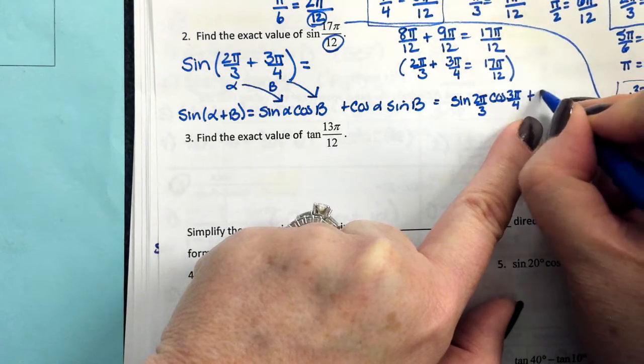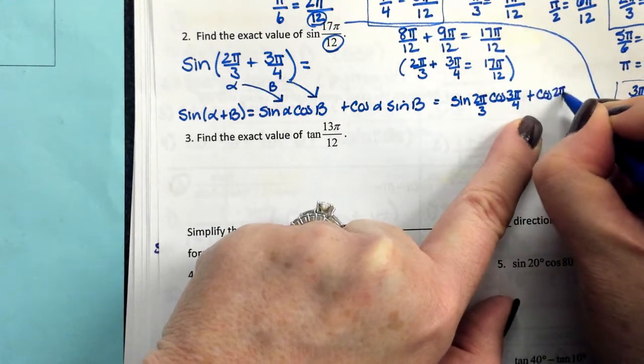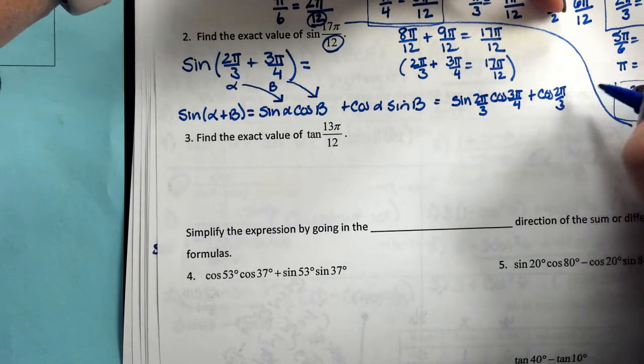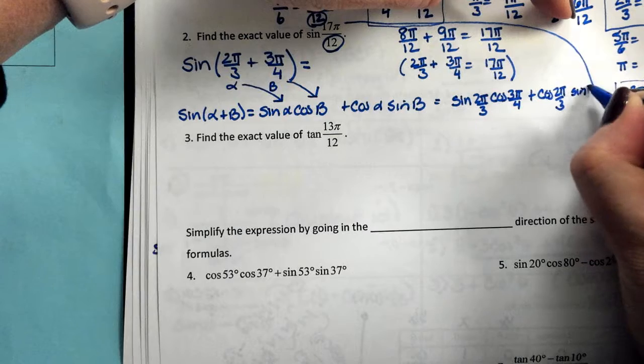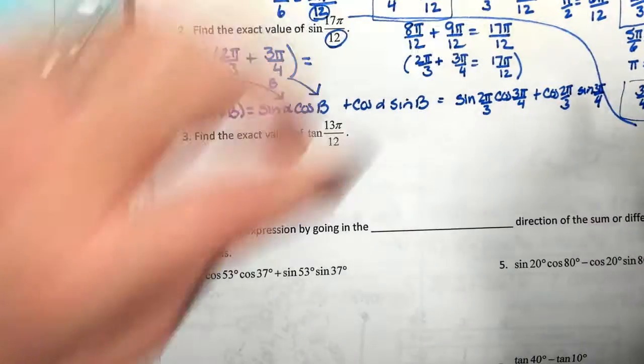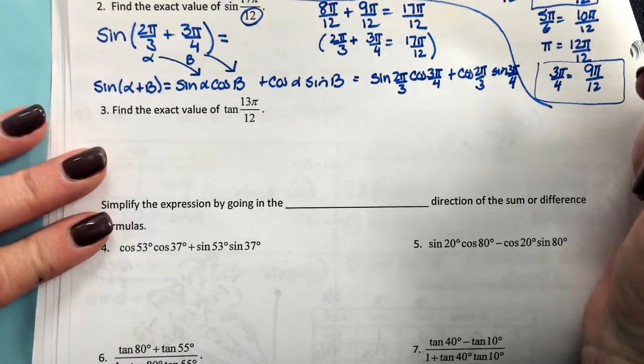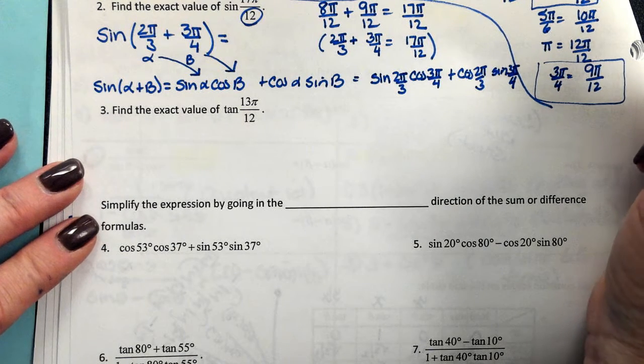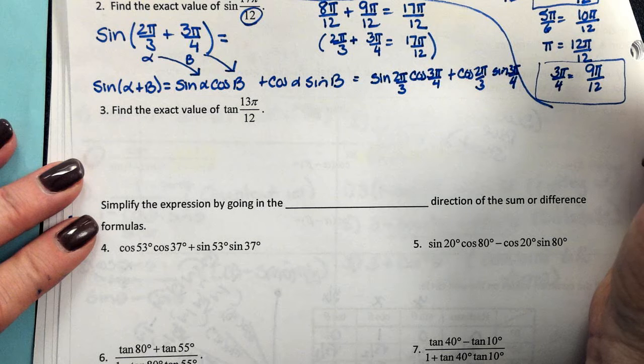Plus cosine of 2 pi over 3 times the sine of 3 pi over 4. This is where, ladies and gentlemen, you need to be really, really careful of your negative signs. These negative signs can eat you alive. All students take calculus. Know your location. Know whether or not the value is going to be positive or negative.